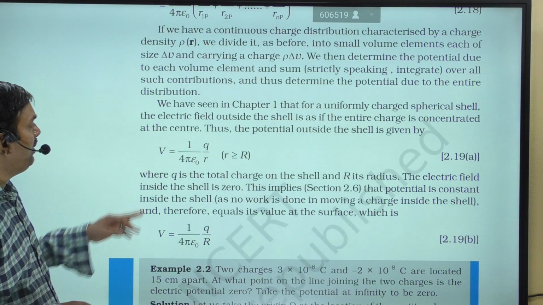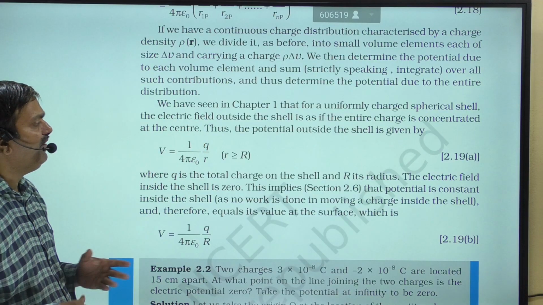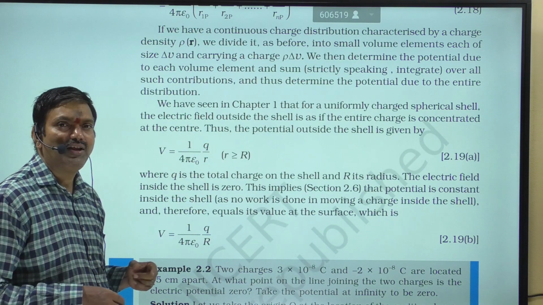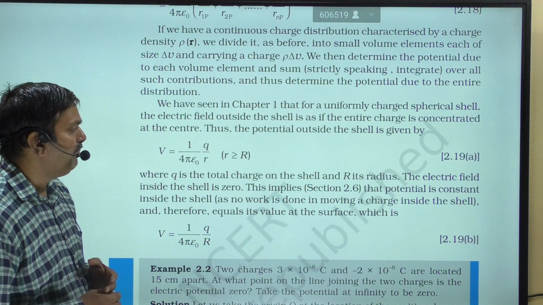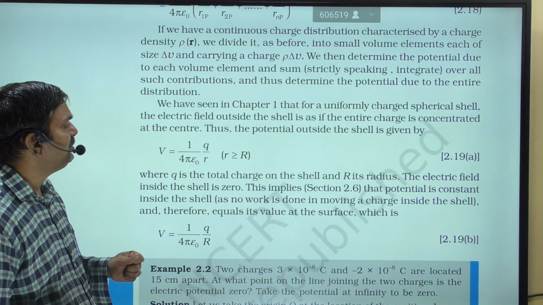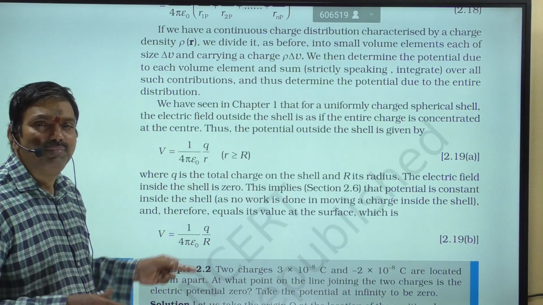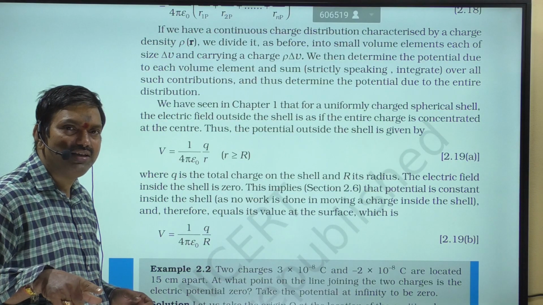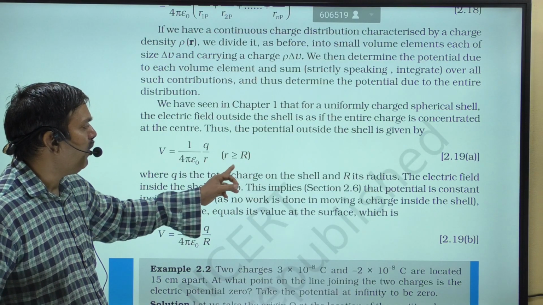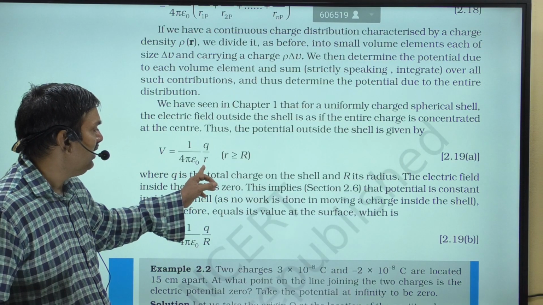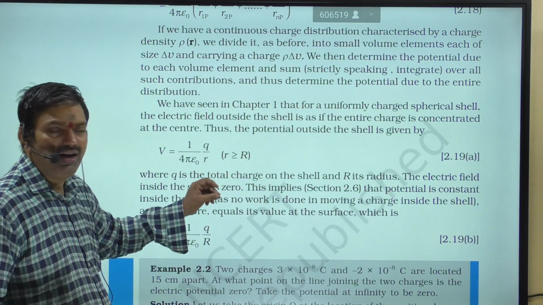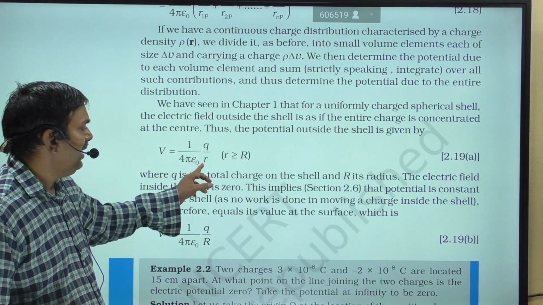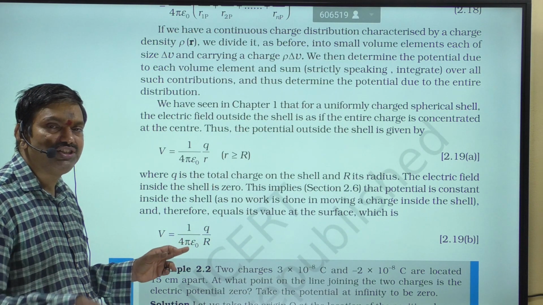Now there is a note here. See the potential outside a shell. For the first chapter we have a uniformly charged spherical shell. I will explain exactly what a uniformly charged spherical shell is in other videos. Because charges always reside on the surface of the shell, for a point greater than the radius of the shell, the potential is 1 by 4 pi epsilon naught Q by r, for a point taken outside the shell.